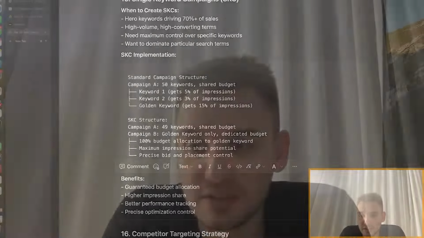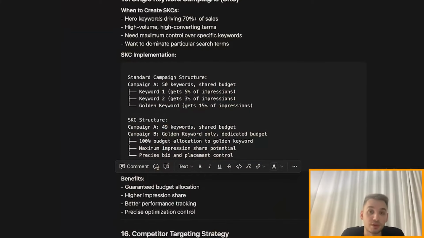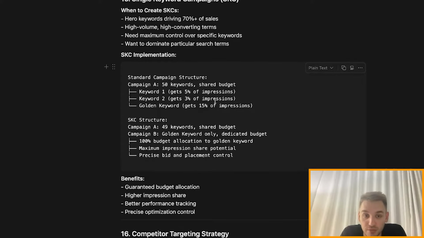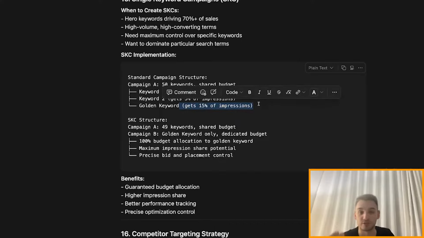But what I'm saying is for any keywords that drive 70% of your sales, we should really dedicate single keyword campaigns for these keywords to get the maximum control, to get the right placement optimization, and to dominate that particular search term. So this is what it would look like. Campaign A, 50 keywords, shared budget. If you set this up this way, your golden keyword may only get 50% of impressions, so we call this impression suppression.